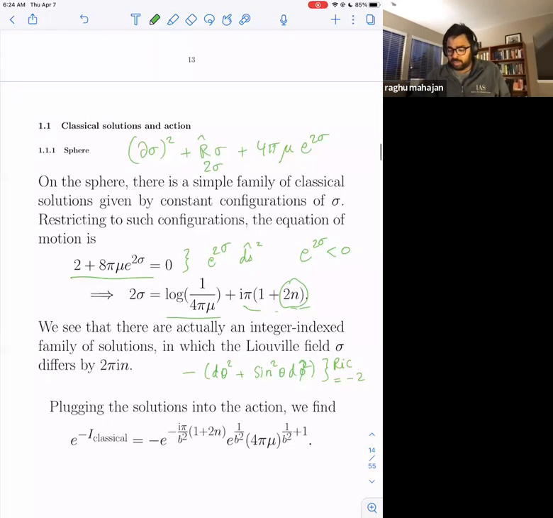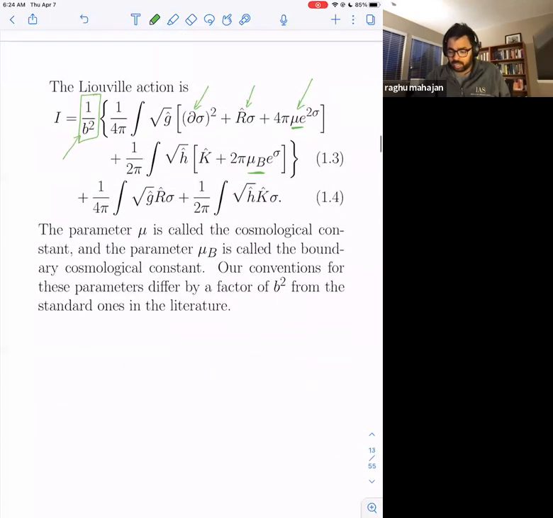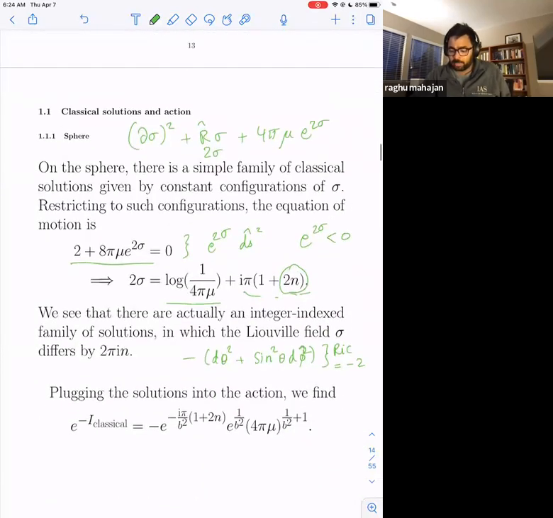So now we just take these values for sigma and plug it into the action, which we had here, and I also wrote here. And you just compute the value of the classical action. So you notice that there are some exponentials of 1 over b squared that you expect from a semi-classical thing, but also there is a phase factor. This e to the minus i pi over b square, 1 plus 2n. So the action depends on n, this n labeling the saddle point, through this phase factor.